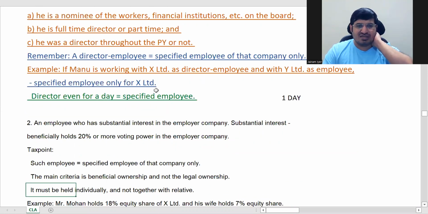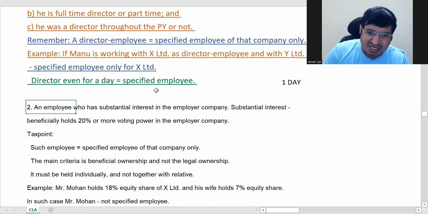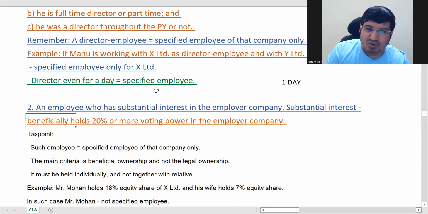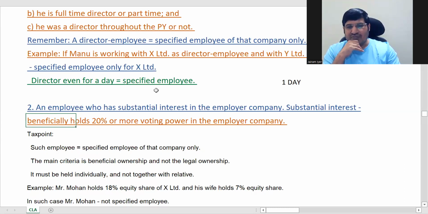Next is employee who has substantial interest in the employer company. So what is substantial interest? He beneficially holds 20% or more voting power in the employer company. Beneficially means he should be able to exercise it whenever required.